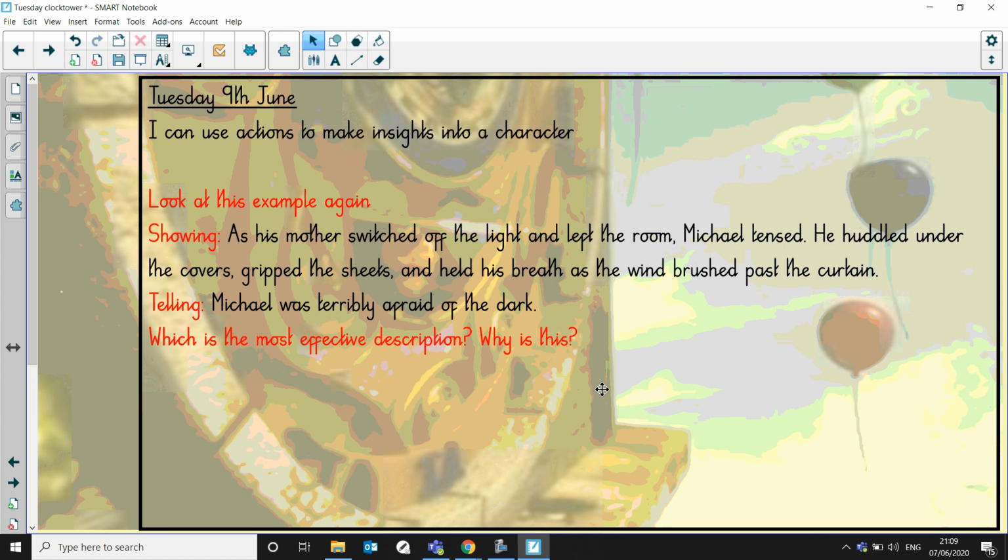So you get a real sense of the character in the example where you're showing, not telling, where you're making that insight, because you know what's happening and you know that physical reaction, that he's tensed up, he's really sort of rigid, he huddled under the covers. The language that's chosen here in this showing example is really helpful to the reader. It helps to paint a really clear picture in the reader's mind as to what's happening and why, so we feel like we understand the character a little bit more. This is much more effective than simply saying Michael was really scared of the dark. So this is something we're going to try and work on today.